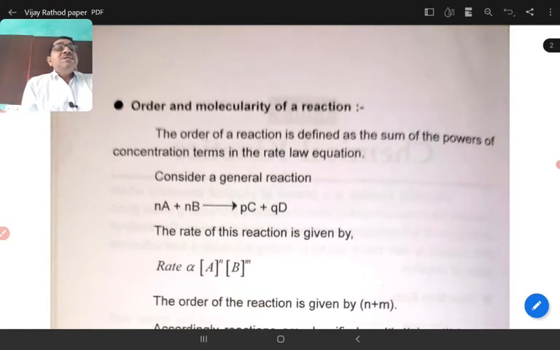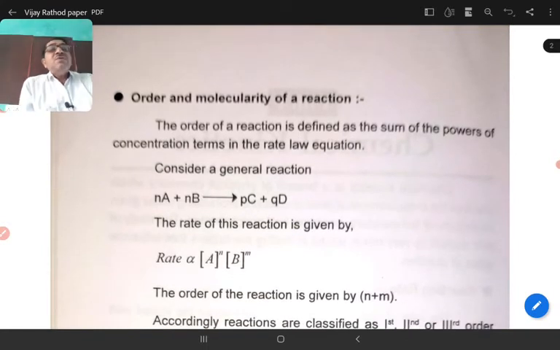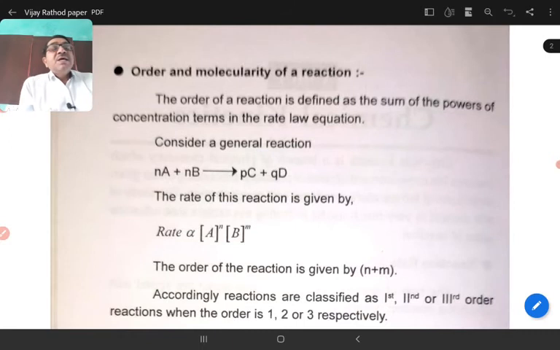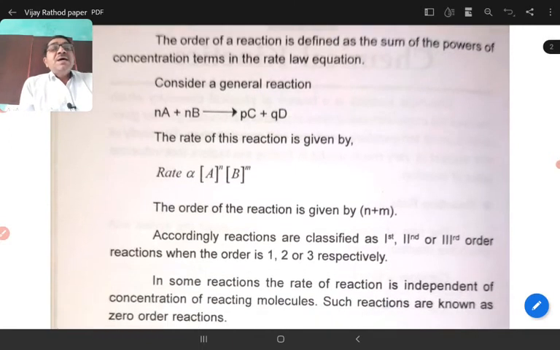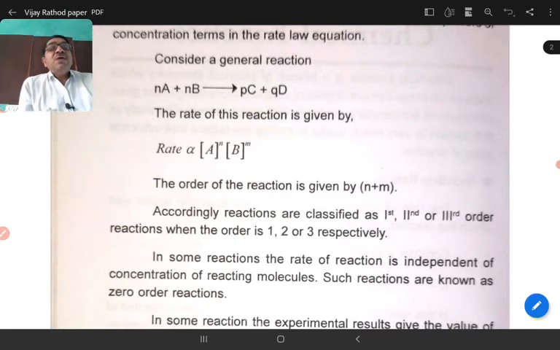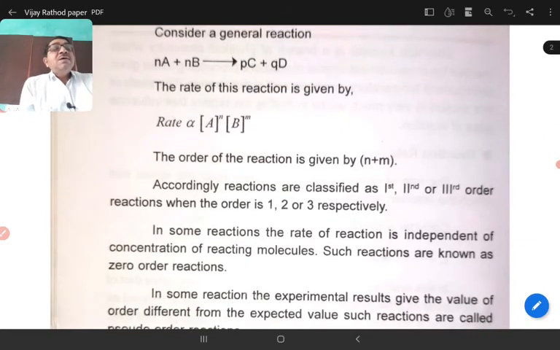The order of a reaction is defined as the sum of the powers of concentration terms in the rate law equation. Now consider a general reaction where nA plus mB gives pC plus qD. The rate of this reaction is given by rate is directly proportional to the concentration of A to the power n into the concentration of B to the power m. The order of the reaction is given by the addition of n plus m.